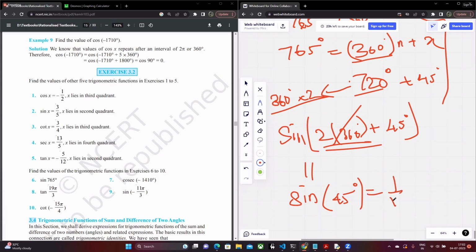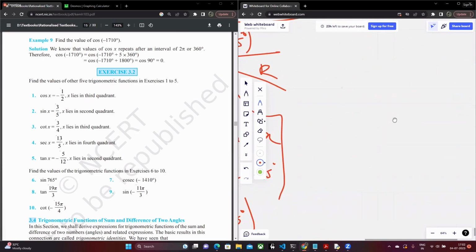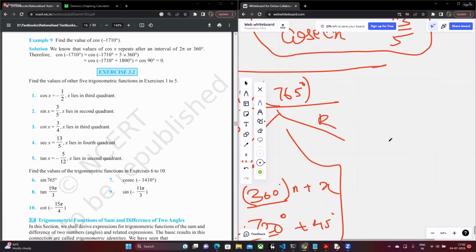That is going to be 1 by root 2. That's your answer, right? You convert this into radians. What's going to happen is basically you are going to be left with 765 degrees into pi divided by 180, right? Which is what?